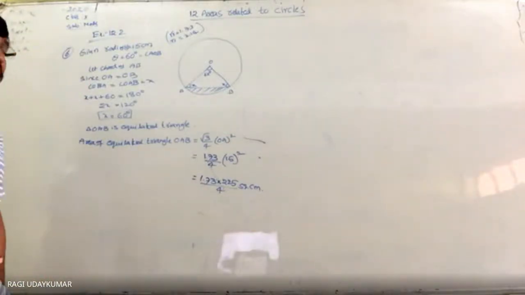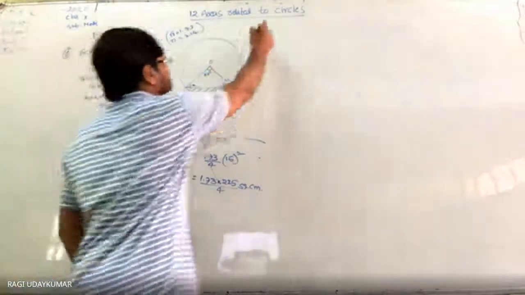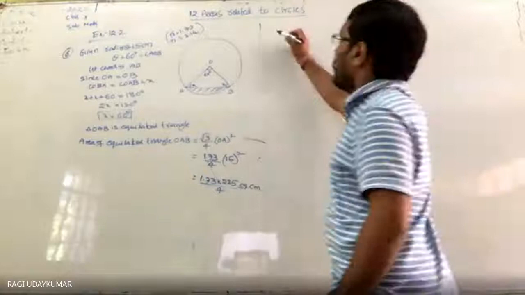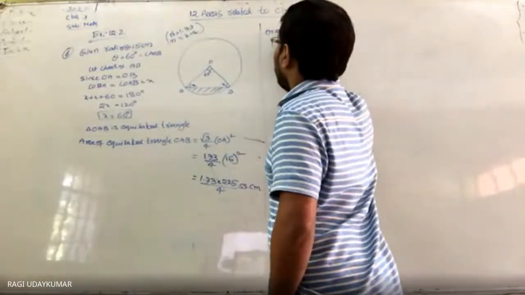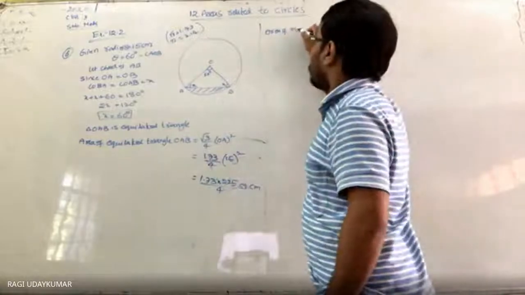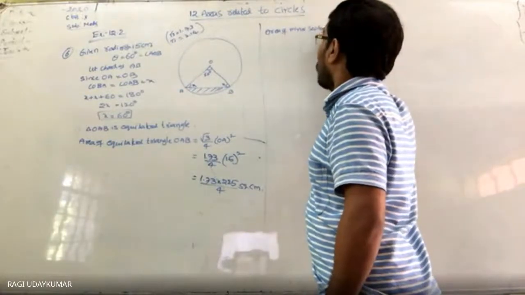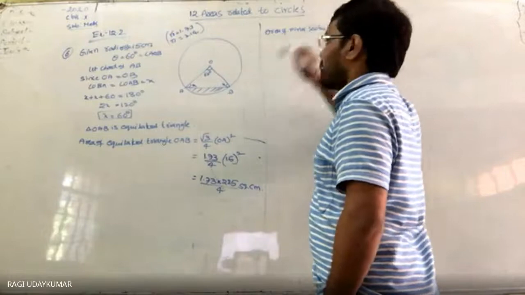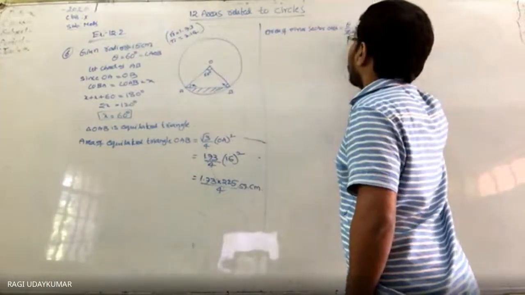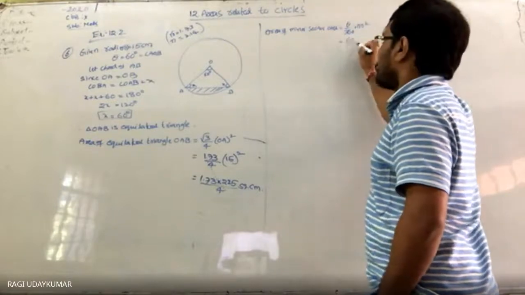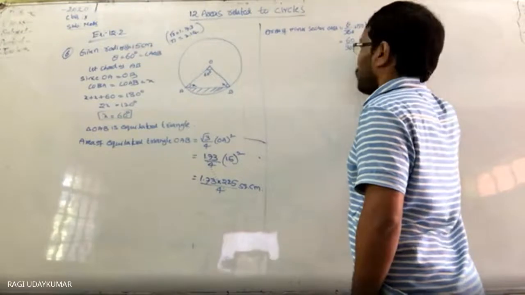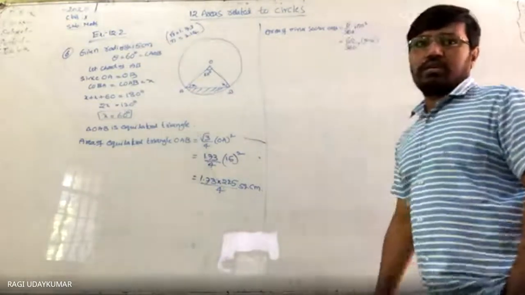Then after that, what to do here? Find the area of the sector, the minor sector. Please name it as the minor sector. The question may ask for the segment, but the area of minor sector OAB is equal to theta by 360 into pi r squared. So theta here is 60. 60 by 360 into pi, and the pi value is to be taken as 3.14.